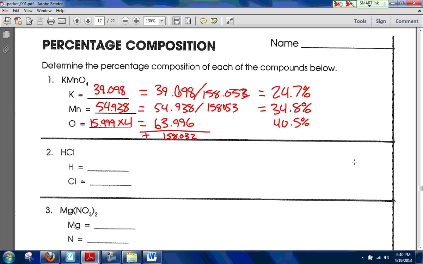All right, now the thing that you're supposed to do is check. And the way you can check is just add them all up to see if they make 100%. 24.7 plus 34.8 plus 40.5 is 100%. That's how we do those. I'm only going to do one because you don't have a lot to practice on.